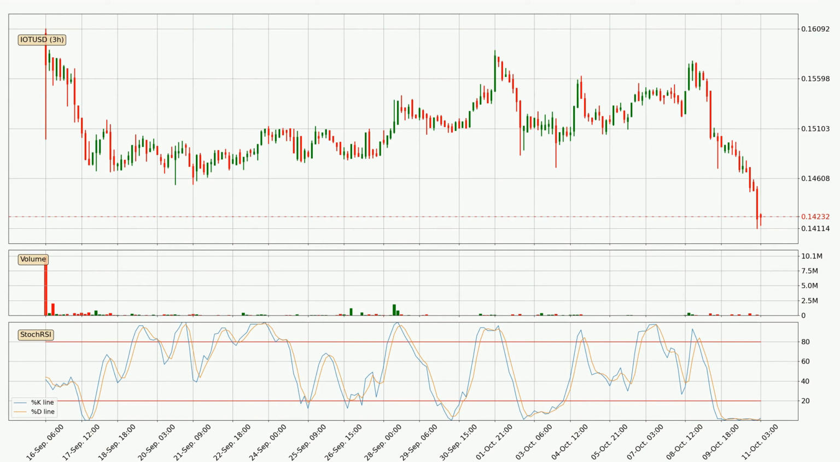lines are currently very low. This means that we can expect a change in the trend, or for the crypto to remain at least stable for some time. The K line is currently above the D line, which shows that the trend has shifted to the upside.